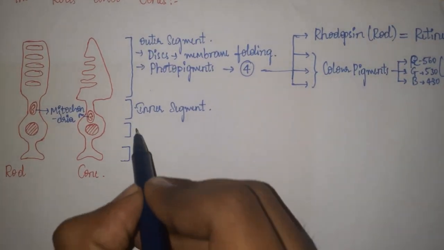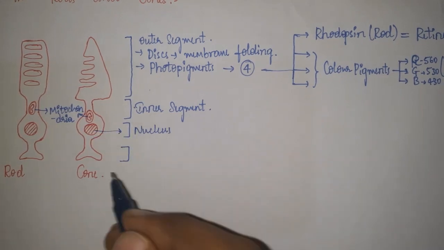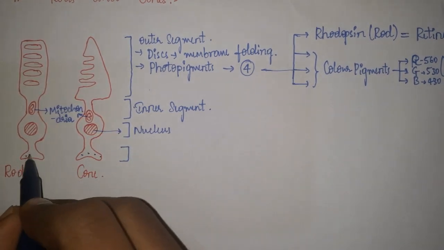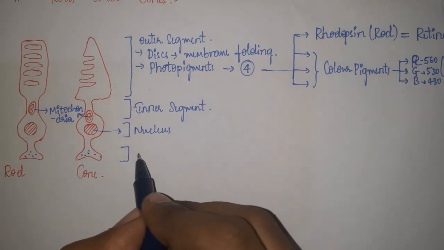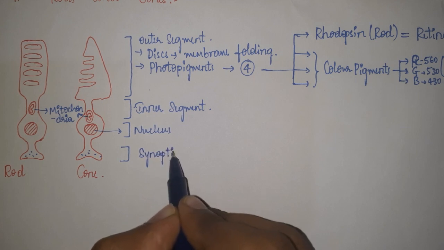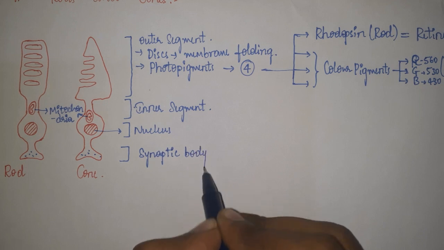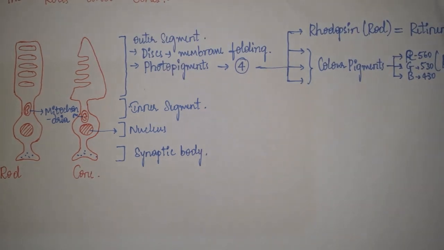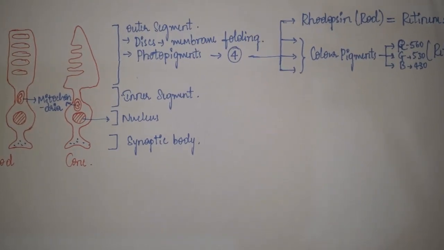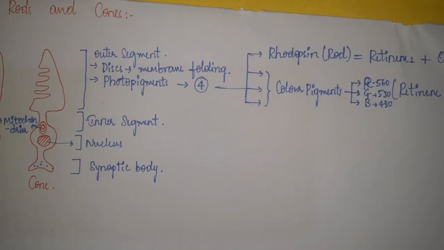Now, the nucleus, and this segment is the synaptic body or synaptic segment, which contains neurotransmitters. The synaptic body ends in bipolar cells, horizontal cells, like that, and forms synapses. This is the detail of rods and cones. Now I will differentiate rods and cones.